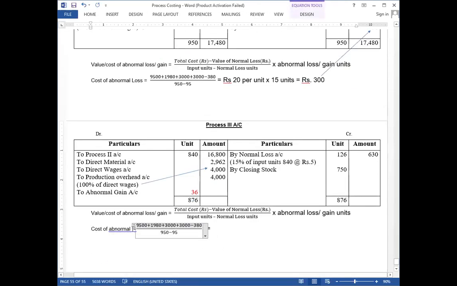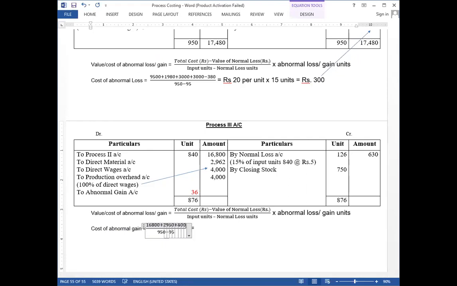So now, in this problem you got abnormal gain. So the cost of abnormal gain is equal to how much? Wait, I'm going to take this amount, 16,800. You are faster than me, I know that, but give me time.